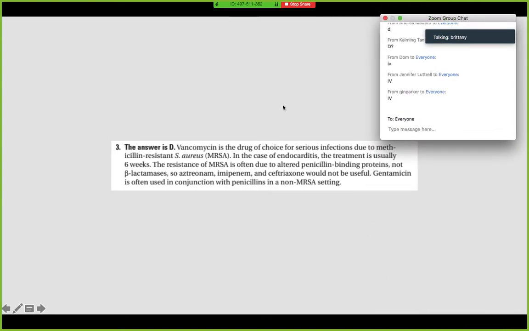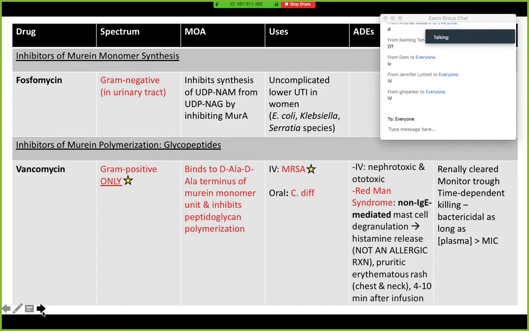And that's something that should show up tomorrow. She said not to worry about knowing routes of administration for most drugs, but she does want you to know when you use IV vancomycin versus oral vancomycin. So make sure you know IV vancomycin for MRSA versus oral vancomycin for C. diff. Okay.